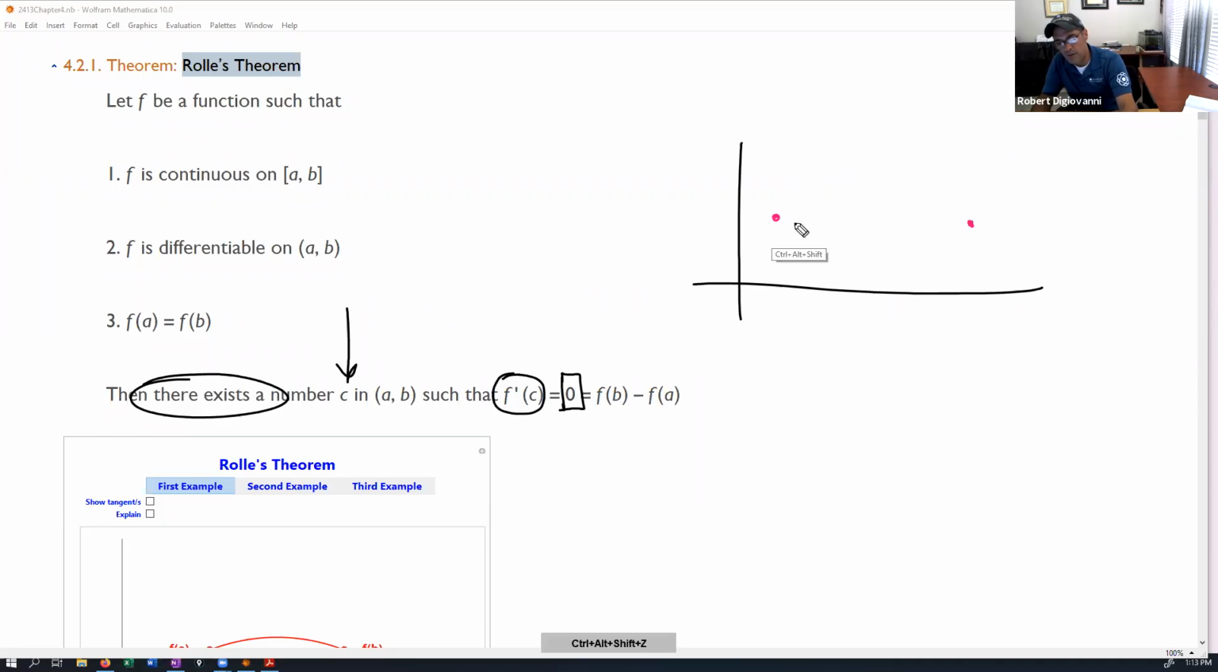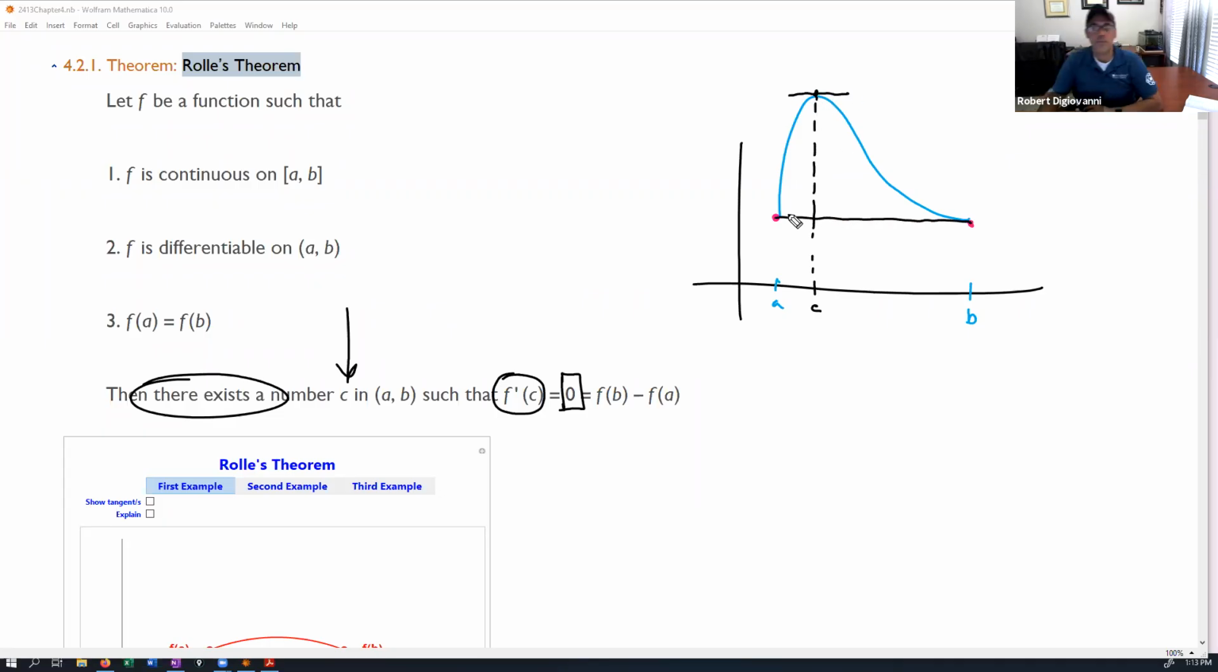We draw a function however we want. Here's A, here's B. There must exist some point C, I think it's about right here, that if I go up to there, the slope of the tangent line must be 0, which is parallel to this. Okay, that's Rolle's theorem. Now, the mean value theorem is just another way of looking at Rolle's theorem.